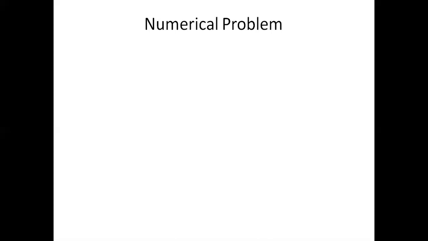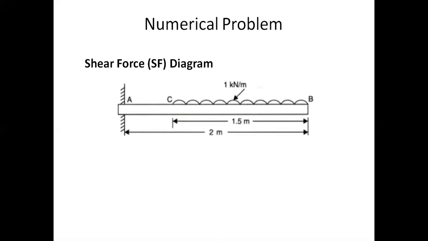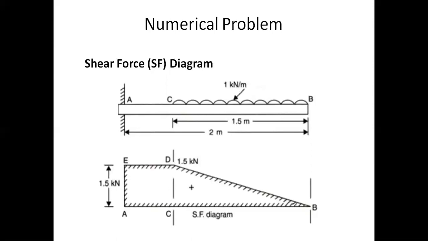Now we will try to draw the shear force diagram for the given problem. This is the load diagram, and the shear force diagram is like this. It clearly indicates that the shear force at B is equal to 0, the shear force at C is equal to 1.5, and the shear force at A is also 1.5. For the UDL, it varies with length.